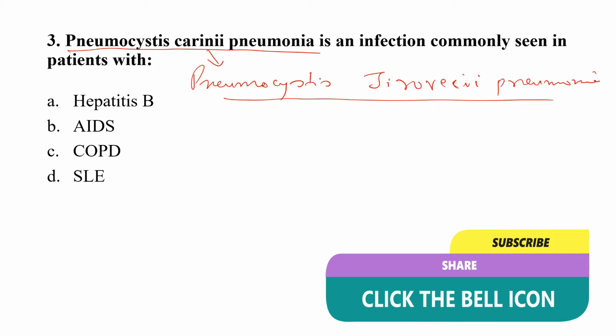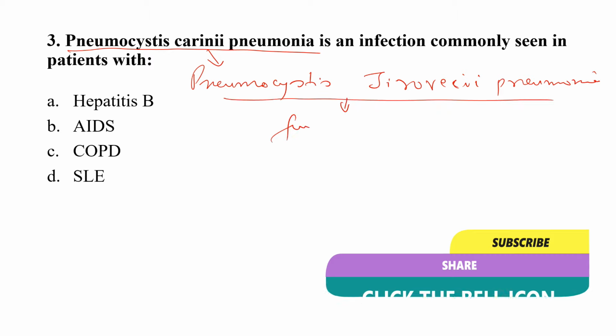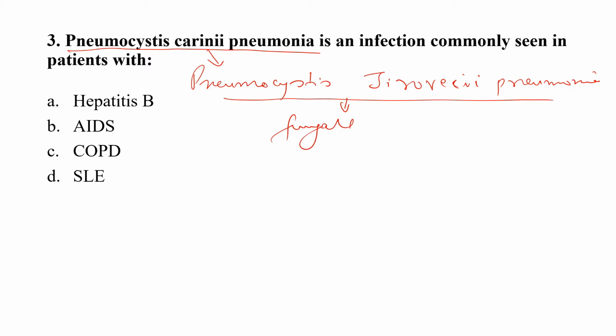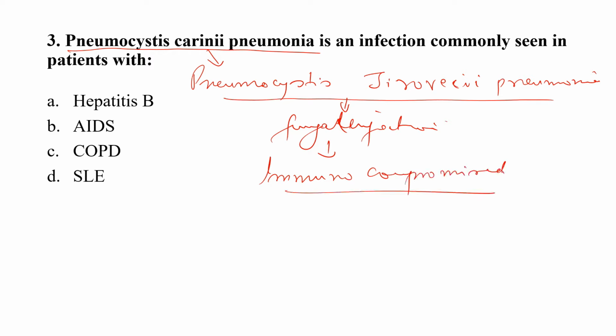It is a fungal infection that affects mostly the immunocompromised patient. So here we see in the option B, AIDS. In AIDS, we know that patients usually are immunocompromised. So the correct option here is option B, which is AIDS.